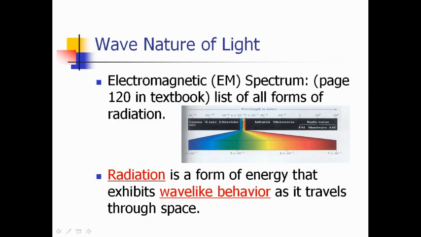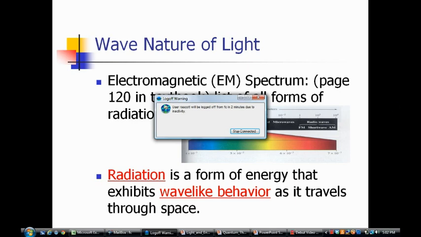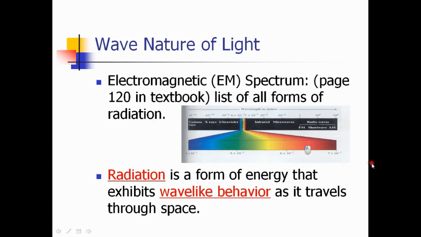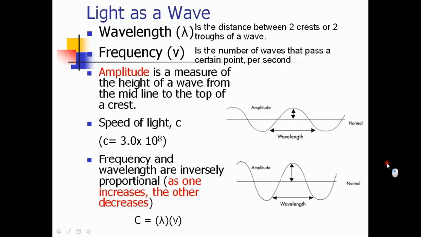So when you think of waves, most of us are thinking about waves at the beach, waves in the ocean. Yes, they're very, very similar, but not exactly. They have some same characteristics that we'll talk about. And here are some of those characteristics. We start talking about light as a wave. You've got wavelength, frequency, and amplitude.